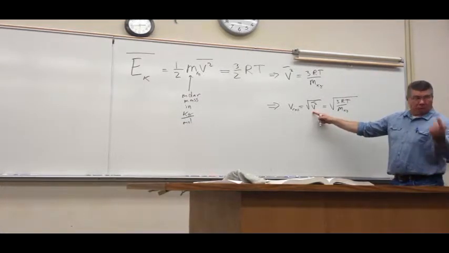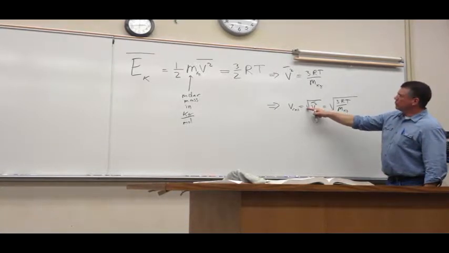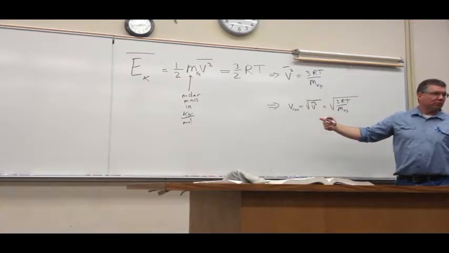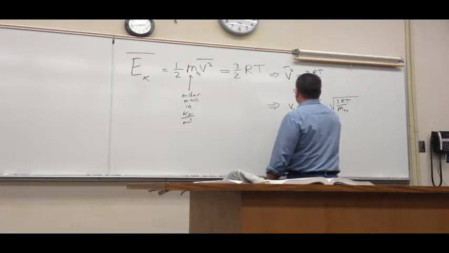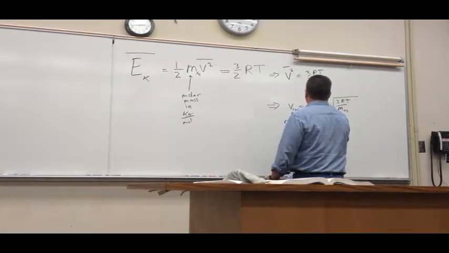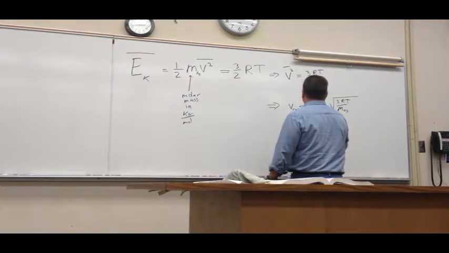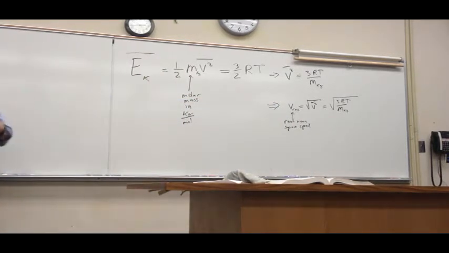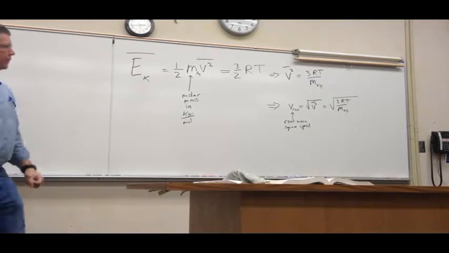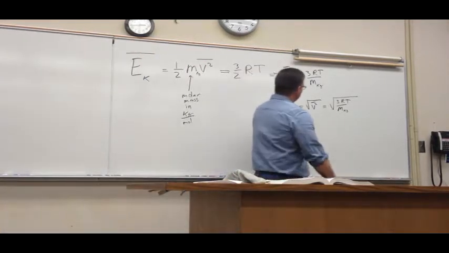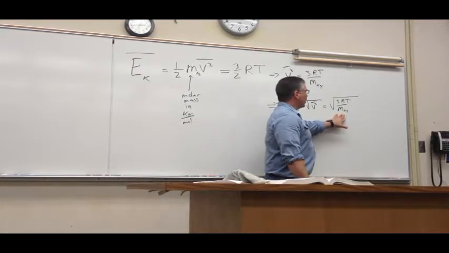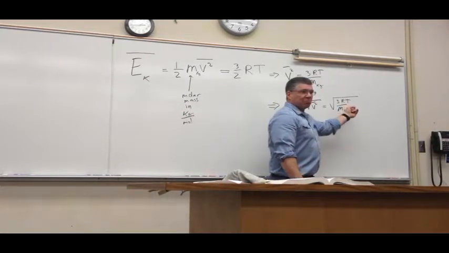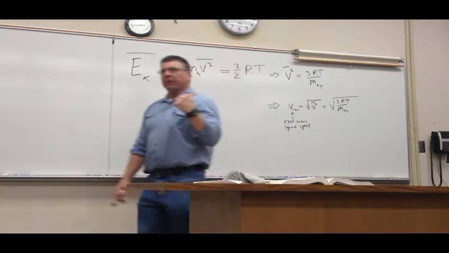This quantity right here, which is one of my goals, is the square root of the mean of the square of the velocities. It's called the root mean square speed. It's as simple as this. We squared it, found the mean, and took the square root back out. This gives us an expression for the root mean square speed for a gas. All we have to know is what gas it is, so that we know its molar mass, and what temperature it's at. That's it.